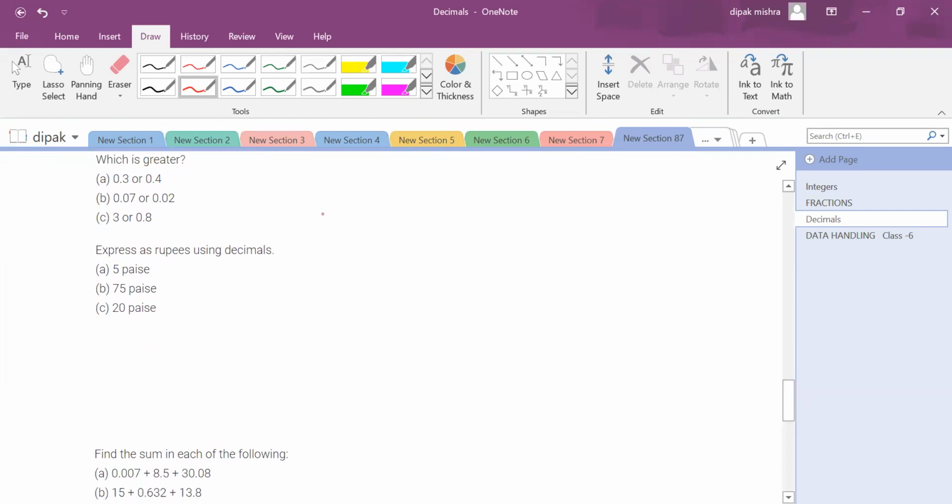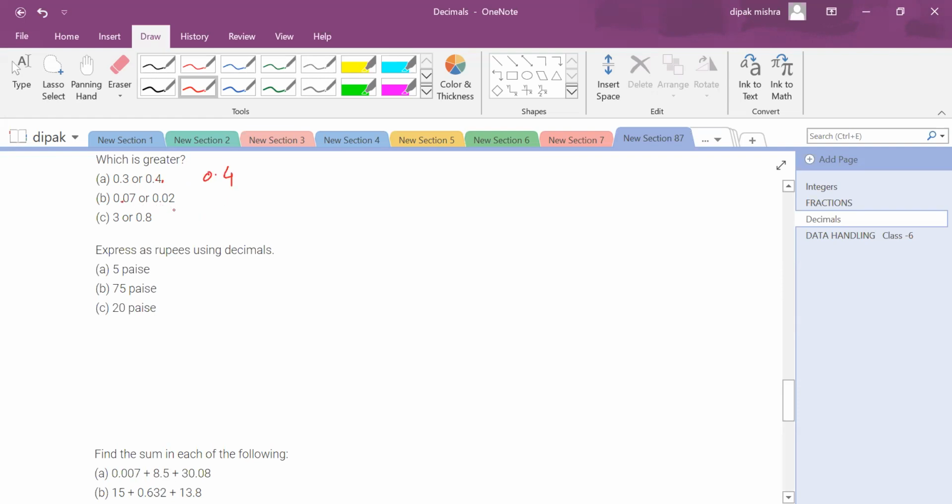So which is greater, 0.3 or 0.4? If the ones place is the same, then after the decimal you compare the first place with the first place. So 4 is more than 3, so 0.4 is greater.